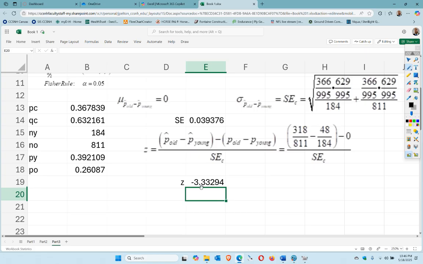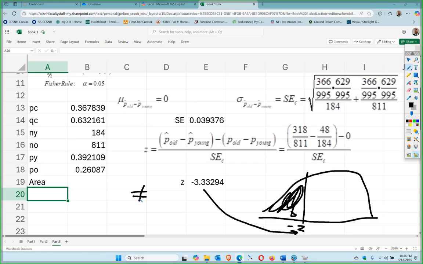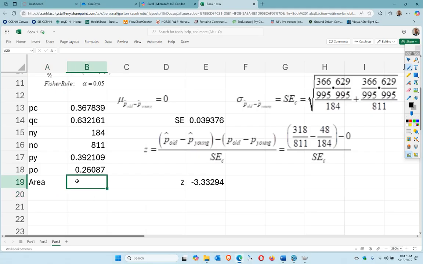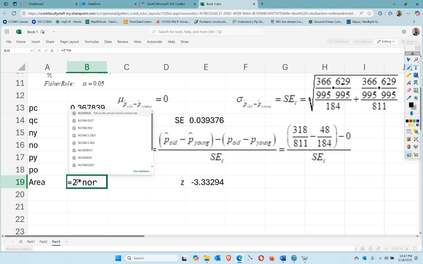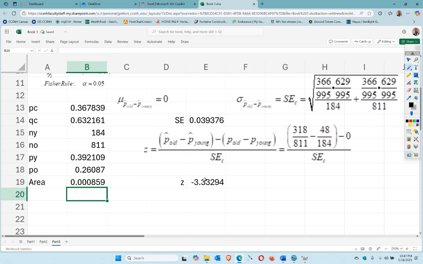Okay. Let's do this both ways, actually. So let's think about it this way. The last thing we need now is the area. So if I draw a little picture here, this is a negative z value that we just found, correct? So we want to know this area right here. But this is a two-tailed test, because remember, this is a not equals hypothesis test, which means it's a two-tailed test. We need to actually double the value. Okay, so equals 2 times NORM.DIST. Okay, we'll put the z value in there, comma 0, comma 1, comma true, right? And we get that area there, right?